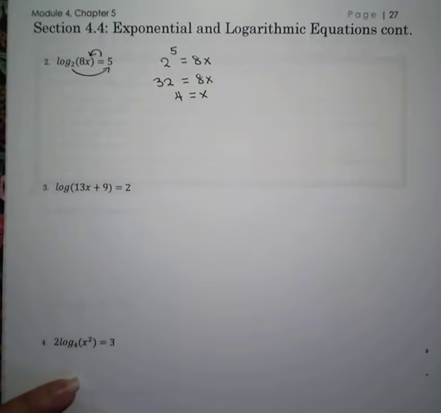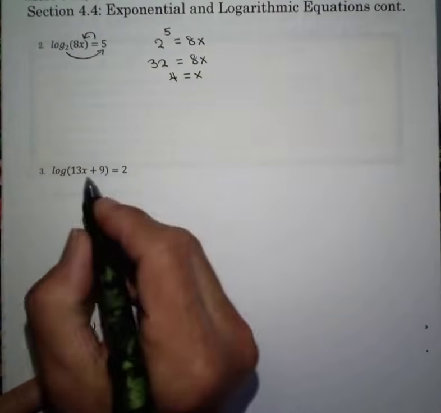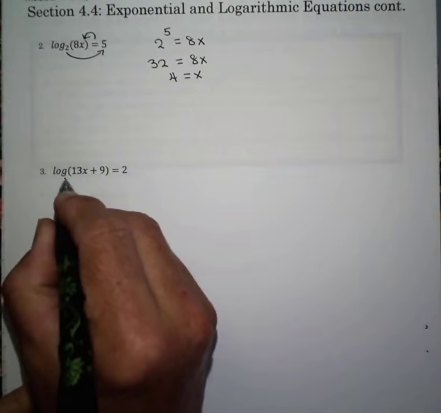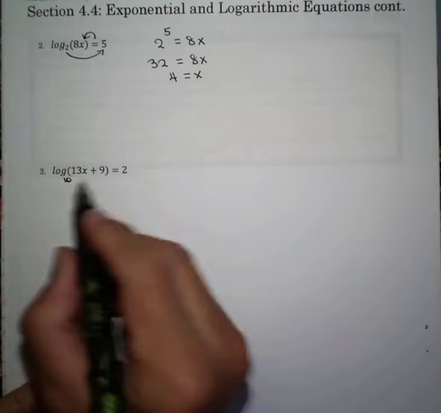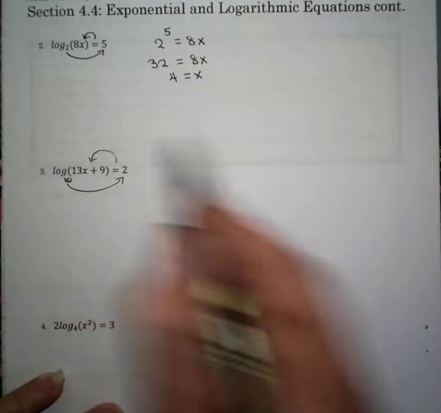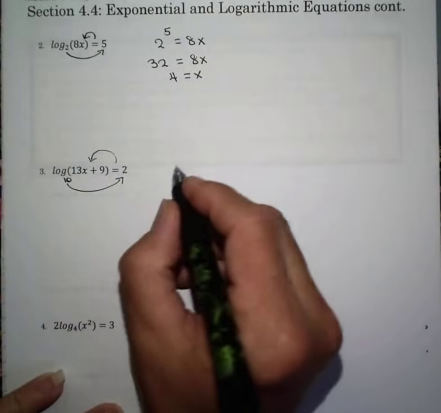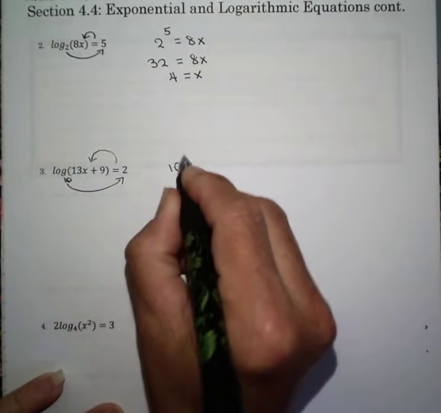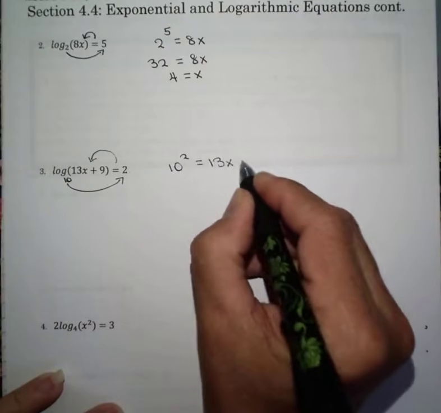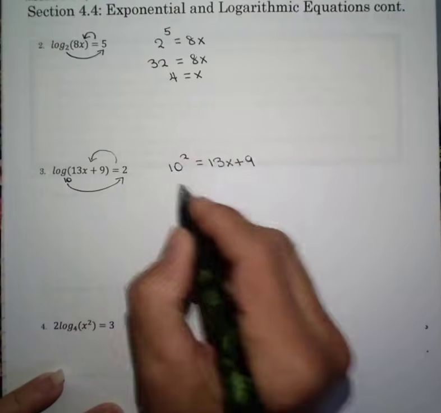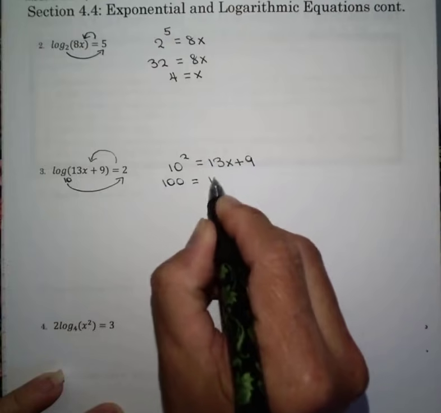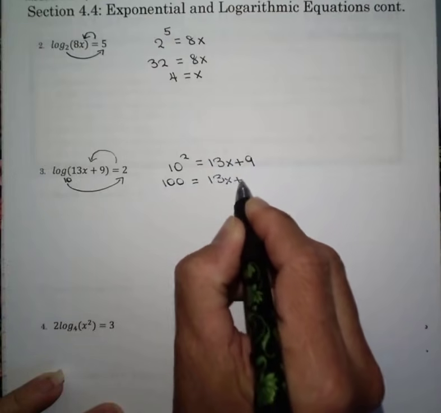Let's look at the next one. This one, we've got log base 10, don't we? It's not written, it's base 10. So this is 10 to the power of 2 is equal to, and this is the argument of the log, what's inside parentheses. So I'm going to say 10 to the power of 2 is equal to 13x plus 9. Now 10 squared is 100. And that would be 13x plus 9. Nothing much I can do over there.